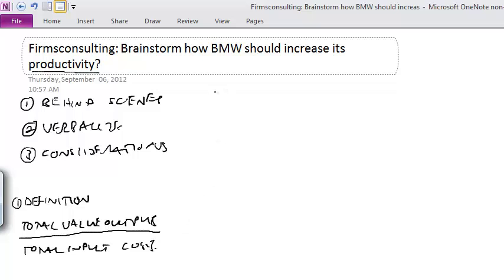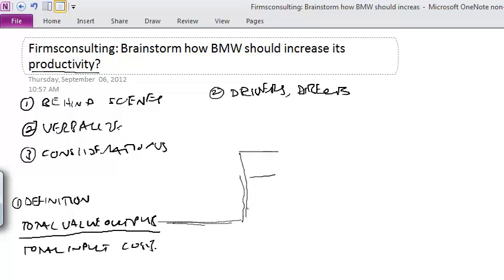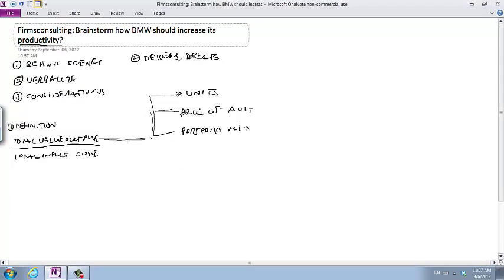Step 2 is you've got to look at direct drivers. The reason I say direct drivers is that people always put in indirect drivers, like saying the total value of outputs is driven by the state of the world economy. This is not a direct driver. The total value of outputs is driven by 2 things, or maybe 3 things actually. It is directly driven by the number of units of cars produced, the price of a unit, and the portfolio mix of units.